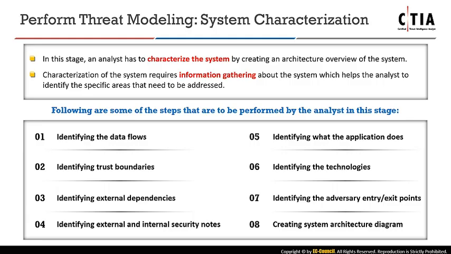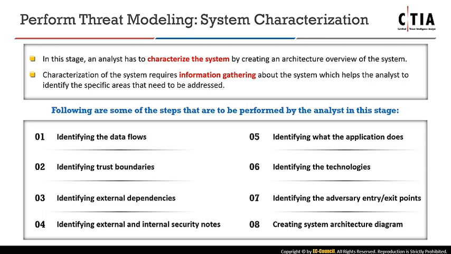Next, number three, identifying external dependencies. This is really important to put together in your data flow diagram. We'll see what kind of external dependencies we have in the organization to exchange data. This is going to work directly with finding where our trust boundaries are and identifying data flows.